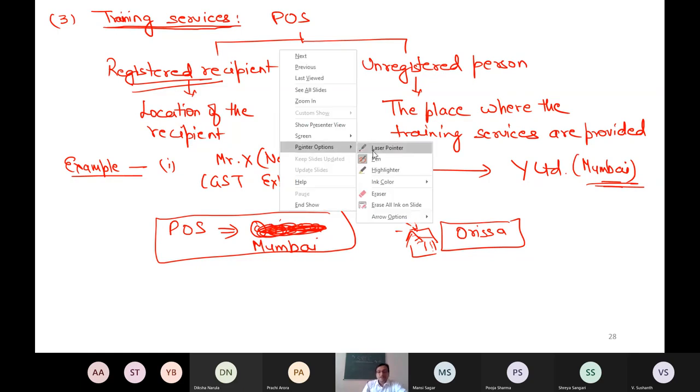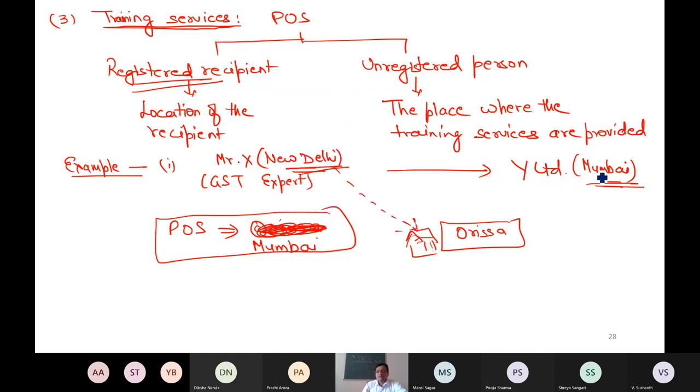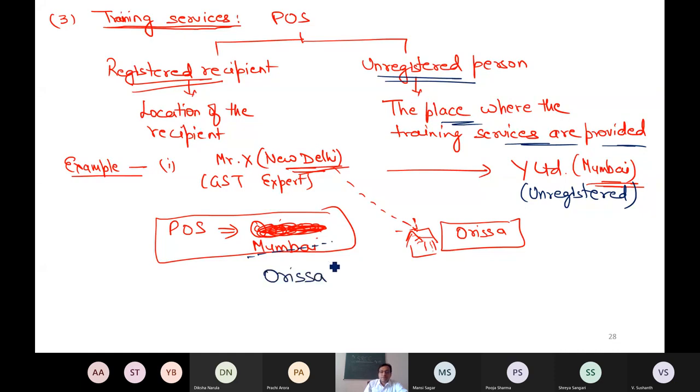If I make a change that this person is unregistered, let me assume that this person is unregistered, maybe in Mumbai but unregistered, and then the training service is provided in Odisha, then in that case the place of supply will not be Mumbai, then the place where the services are provided if unregistered, so that will be Odisha. This becomes the place of supply. I hope the point is clear.